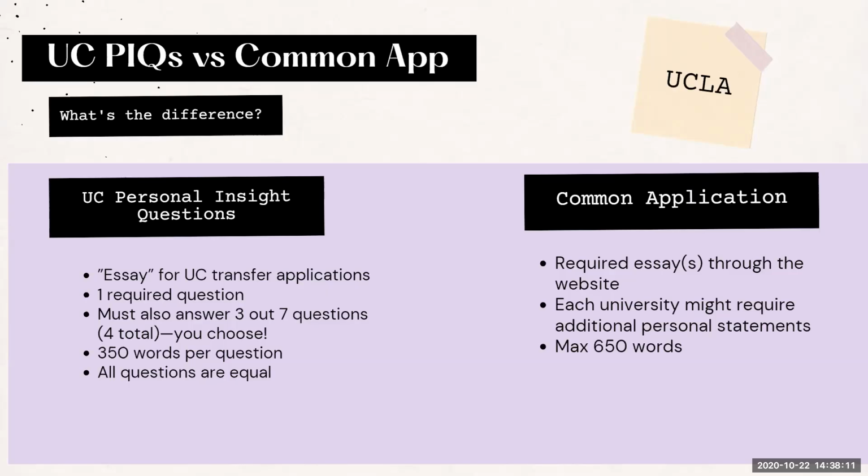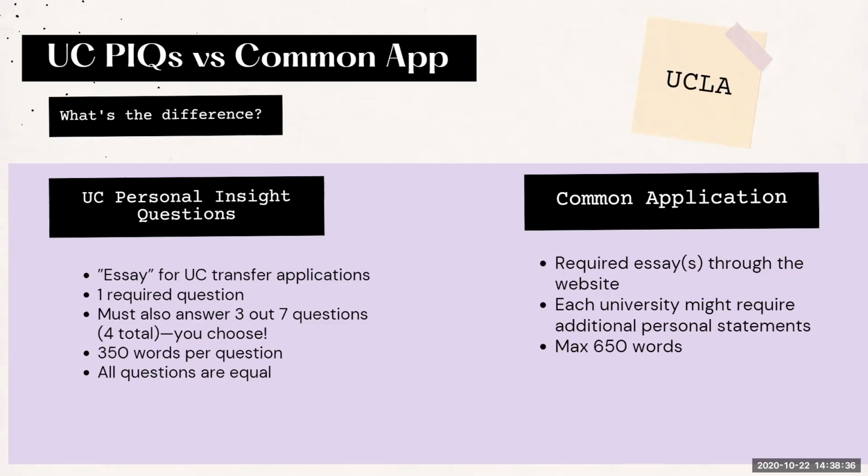And then there's the common application. This application is mostly done if you are applying to out-of-state schools or private schools. And this application consists of a required essay or essays throughout the website. But one thing to keep in mind is that each university might require additional personal statements.